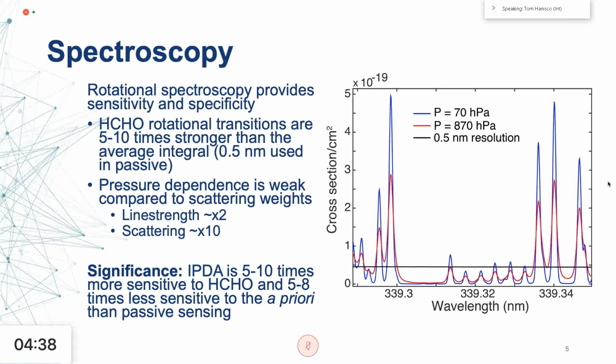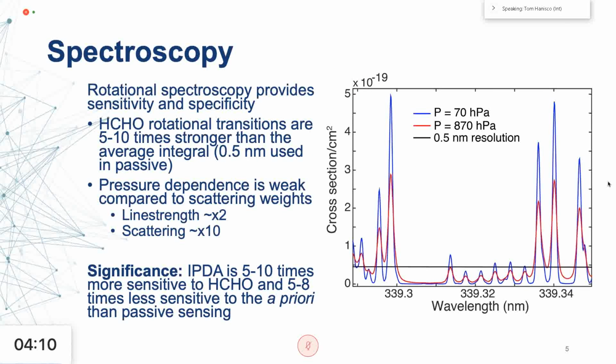This is why our approach, I think, will work. And this is a little bit of spectroscopy. In this figure, I have a few different lines. The blue and the red lines are the formaldehyde spectrum at high resolution. So if you have an infinitely resolved laser, you can scan these rotational lines. The black line is the integrated cross-section, or what you would see at half nanometer resolution.